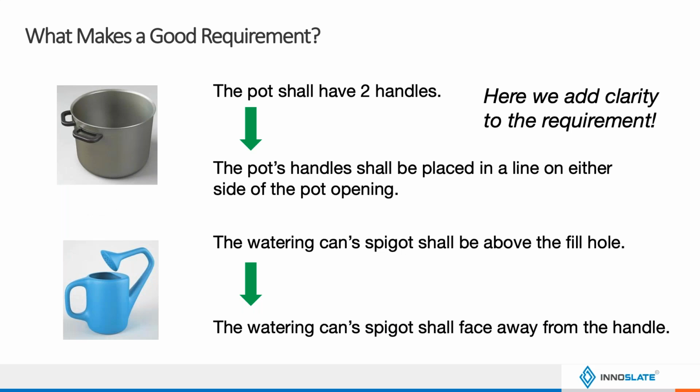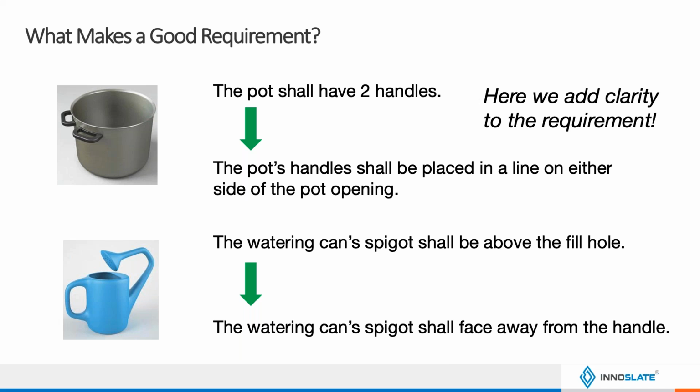So again, what makes a good requirement? Now we have to add clarity to this. A pot shall have 2 handles. And if you look at the picture on the left, it doesn't necessarily specify where those handles should be for efficient use of getting the food that you've cooked out of that pot. So we have to really identify that the pot's handles shall be placed in a line on either side of the pot opening.